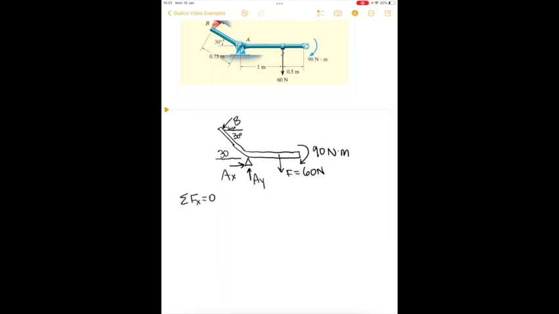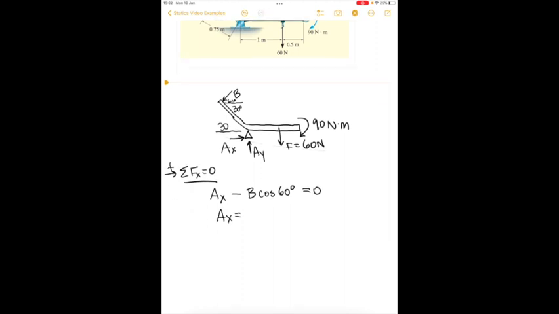Sum of the forces in X are equal to 0. To the right is positive. So we start with our positive forces. Well, we have AX pointing in the positive direction. And in the negative direction, we have the X component, so cosine of 60 degrees. So we see that AX is equal to the X component of B. We don't know what AX or B are, so we'll have to come back and use that equation later.